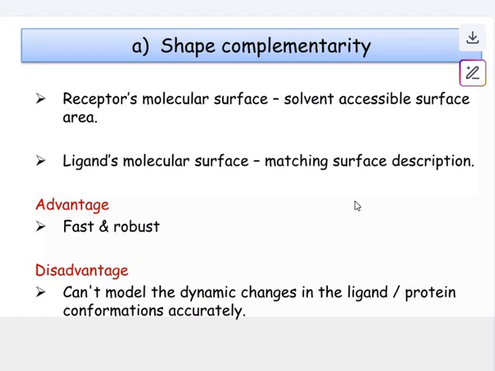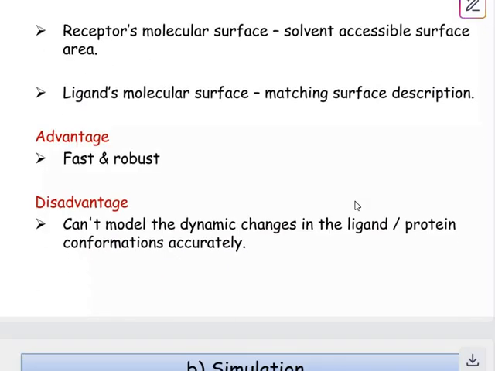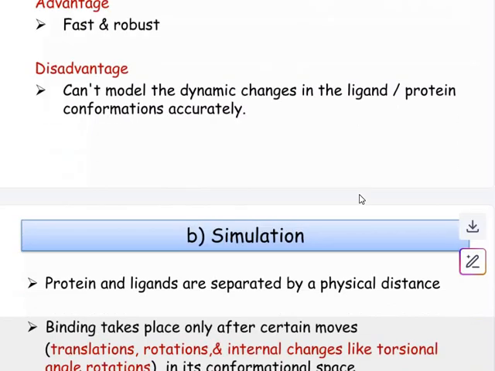Now shape complementarity. Receptor molecular surface, solvent accessible surface area, ligand molecular surface, matching surface description. What is the advantage? Fast and robust. Disadvantage: it can't accurately model dynamic changes in ligand and protein conformation.